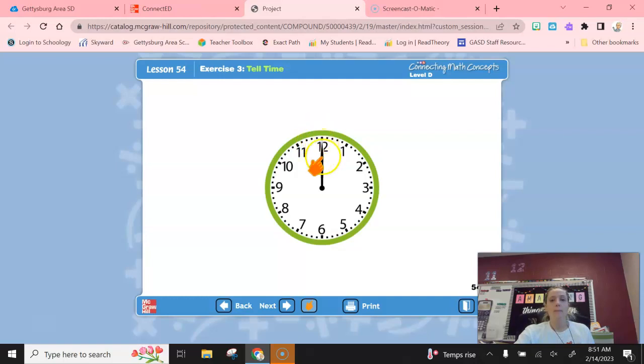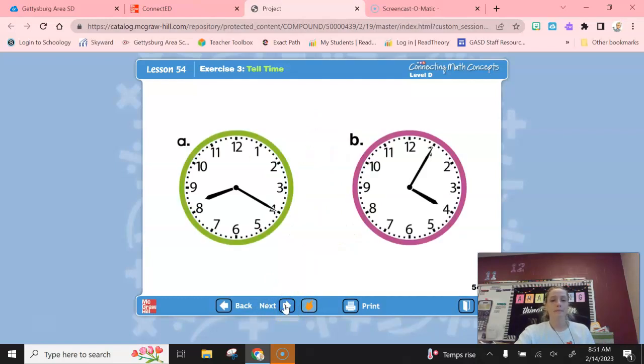So if the minute hand is on the 12, that means there's 0 minutes. So it doesn't matter where the hour hand is, you know you're at the beginning of an hour. So if the hour hand was pointing to the 3, it'd be 3 o'clock. If it's pointing to the 6, it'd be 6 o'clock because there's no minutes. You're at 1 whole hour.